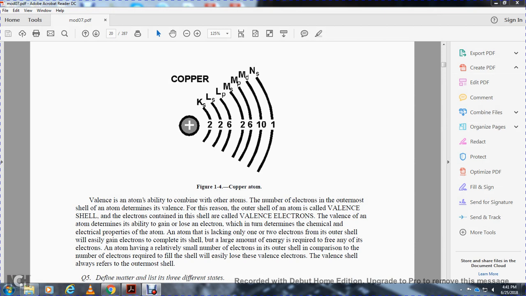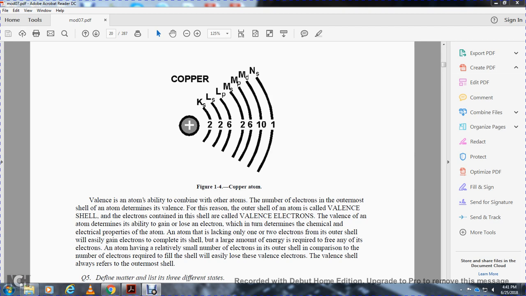Now, valency is an atom's ability to combine with other atoms. The number of electrons in the outermost shell of the atom determines the valency. The outer shell is called the valence shell, and the electrons contained in that shell are called valence electrons. The valency of the atom determines its ability to gain or lose electrons, which determines the chemical and electrical properties of the atom.